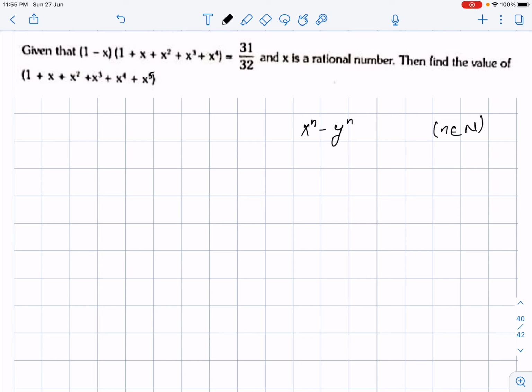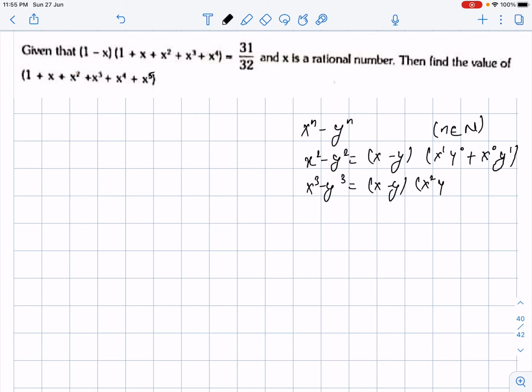Natural number. So we could write it like, let us suppose if it is x square minus y square, I would be getting x minus y over here, then x power 1 y power 0 plus x power 0 y power 1. Then if it is like x cube minus y cube, I'll be writing it like x minus y multiplied by x square y power 0 plus x power 1 y power 1 plus x power 0 y power 2. Now if it is like x power 4 minus y power 4, factorizing it I can write like x minus y multiplied by x cube y power 0 plus x power 2 y power 1 plus x power 1 y power 2 plus x power 0 y power 3.